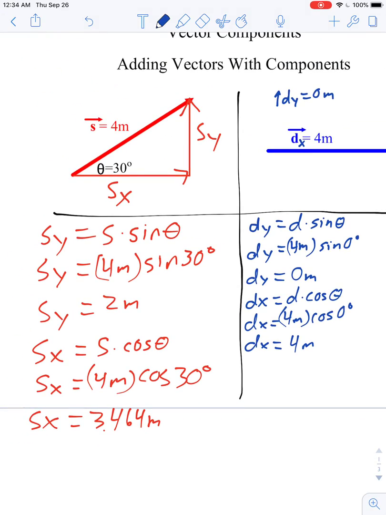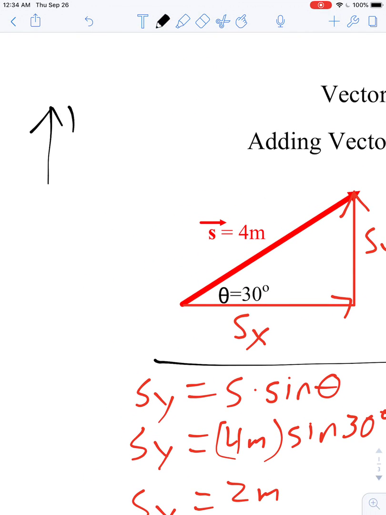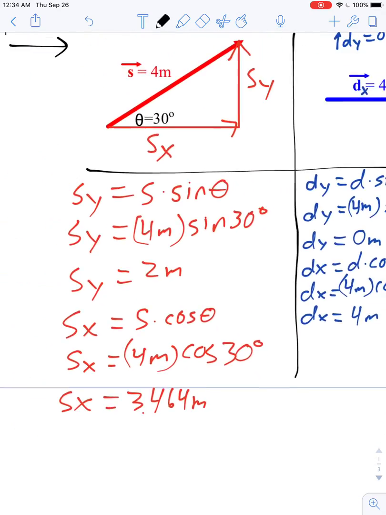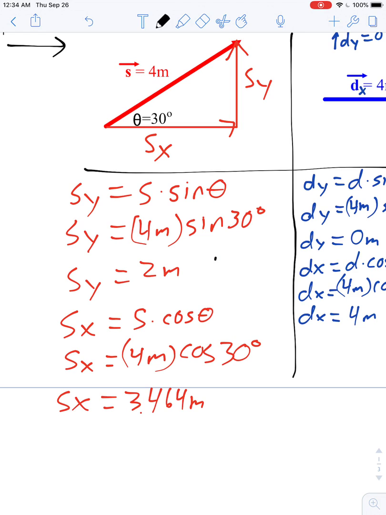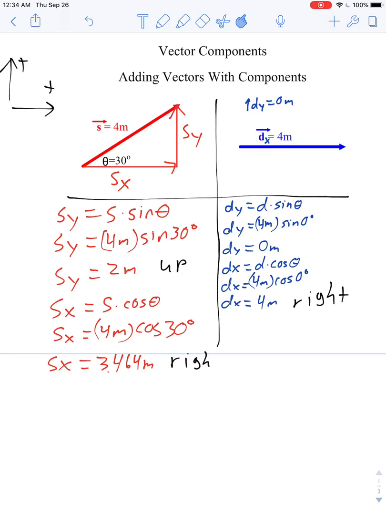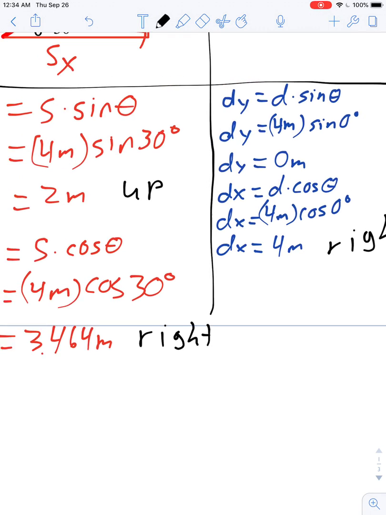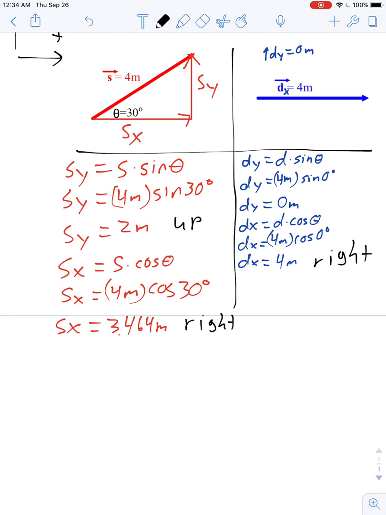Now, what I also like to do, okay, is when we work on these problems, our choice for positive directions, this is a 2-dimensional problem, so I'm going to make up and right my positive directions. Okay, and I'm just going to take a quick peek here. Okay, so Sy points up, and Sx points right. dy doesn't point anywhere, and dx points to the right. The reason I do this step is because if any of these components happens to point either down or to the left, well then I just change the sign to a negative sign to indicate the direction with my numbers.